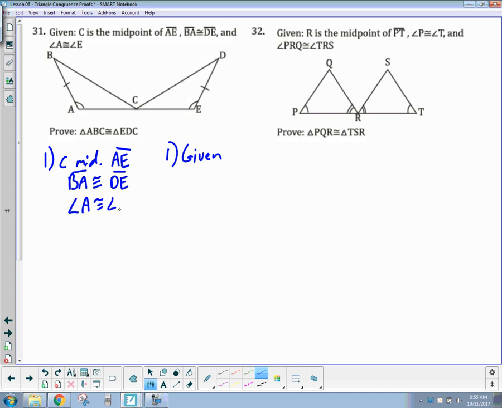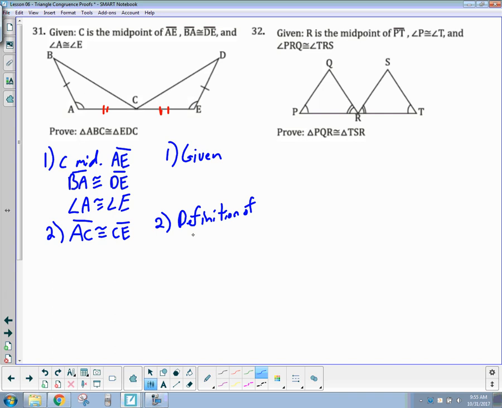My very next step is going to be marking the triangles as far as what's given. So if you notice, BA is already marked for us, and DE is marked for us. Angle A and angle E is marked for us. Now they said C is the midpoint to AE, so they didn't mark these, so we'll mark them. AC and CE, so let's state that. We're going to say segment AC is congruent to CE, again, because of definition of midpoint.